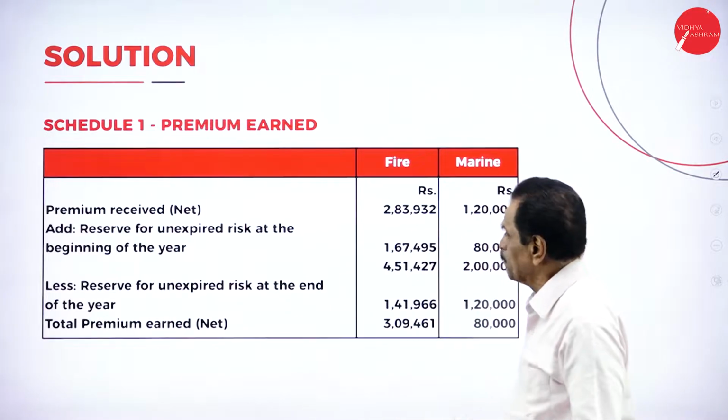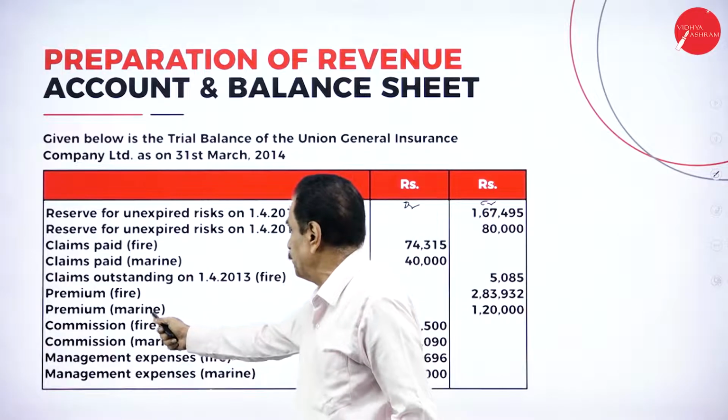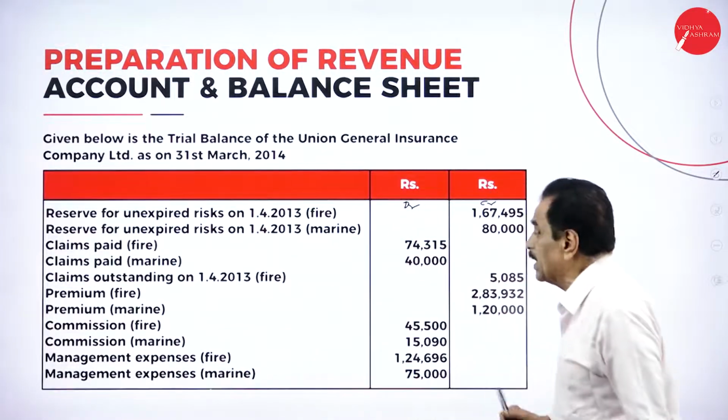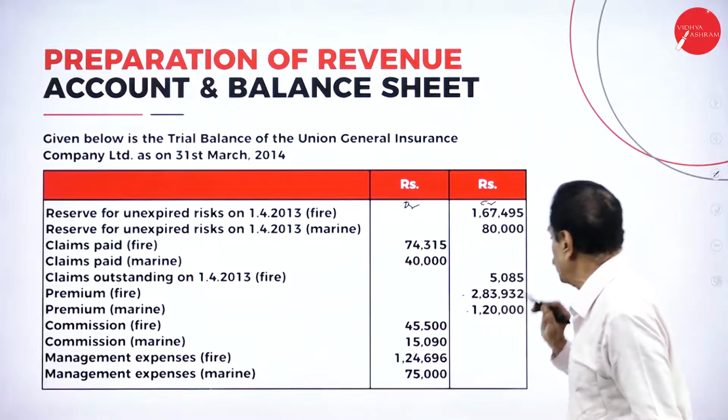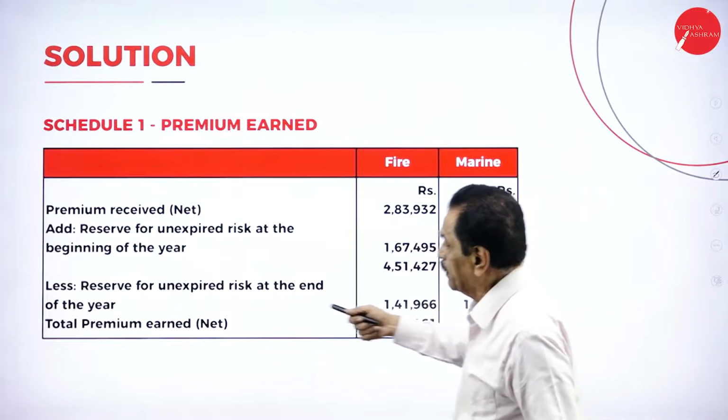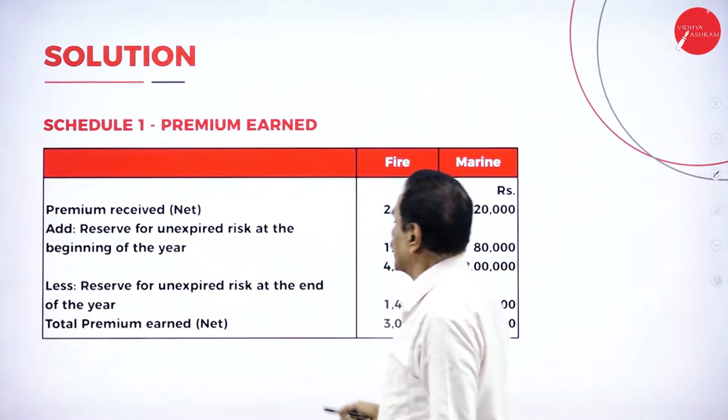First, premium. If you see the premium, what's the premium? Marine, and here premium is 2,83,932, 1,20,000. 2,83,932, and 120, beginning of the year, add reserve for unexpired risk.